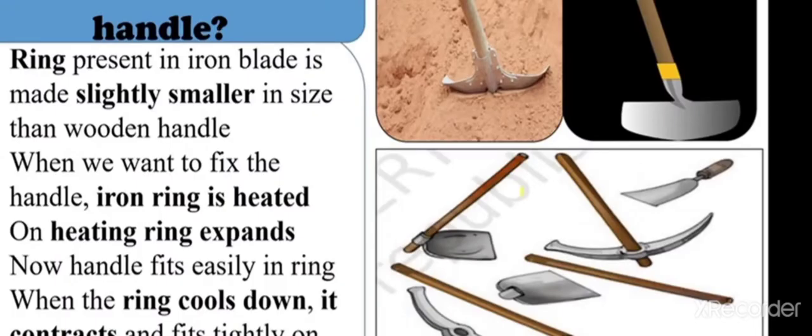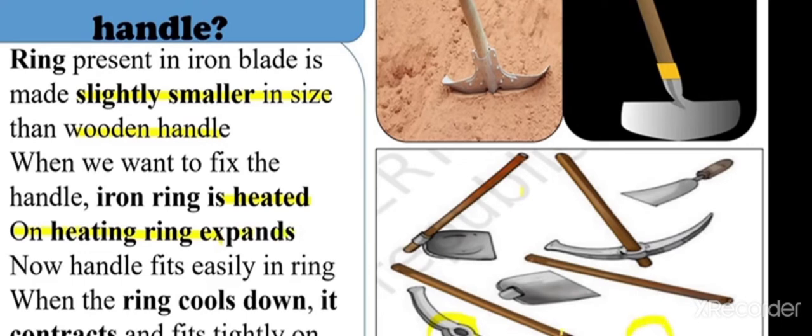We will study how the iron blade is fixed with the wooden handle. Can you see this ring present on the iron blade? This ring is made slightly smaller in size than the wooden handle. So the diameter of this ring is slightly smaller than the diameter of the wooden handle. When we want to fix the handle, this iron ring is heated. On heating, what happens? Expansion. The ring will expand.